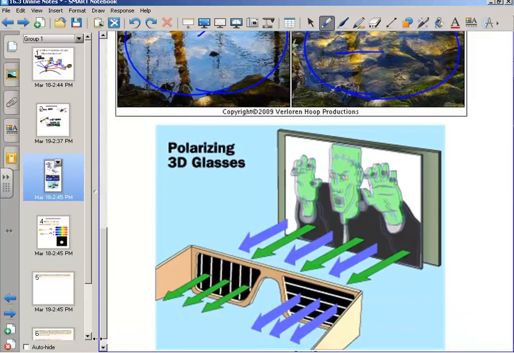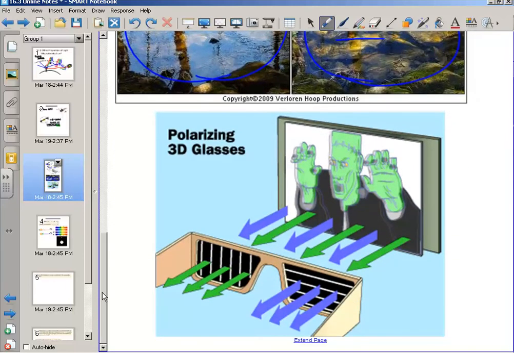And this is actually how 3D glasses work. There are two images projected on the screen. I'm using blue and green. And you have a horizontal filter and a vertical filter. So each eye gets to see its own image, and that's how you get stereoscopic 3D images.